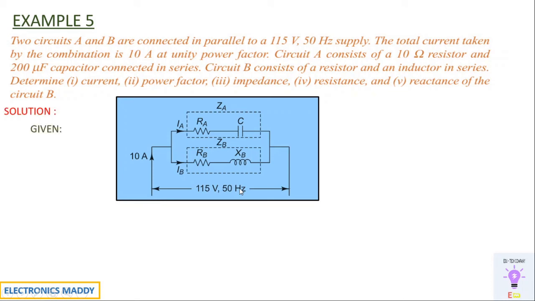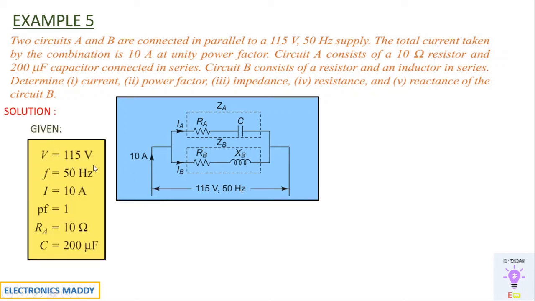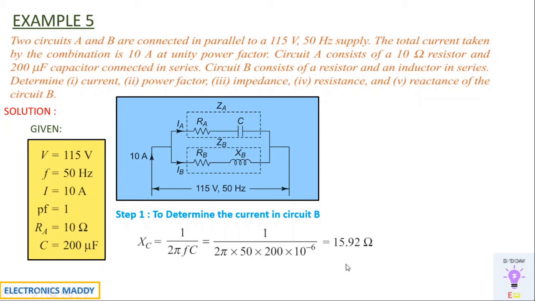Now we'll be writing in the given data, that is supply voltage 115 volt, frequency 50 hertz, I is 10 amps, power factor is given to be equal to 1, 10 ohm is the resistance, and the capacitance is equal to 200 microfarad. So how do we find the value of the current flowing through circuit B? It's very simple. First we'll be finding XC, that is XC is equal to 1 by 2 pi FC. Substitute the value, you'll be getting 15.92. Once you know that, you will know the value of ZA bar, that is 10 minus J into 15.92.